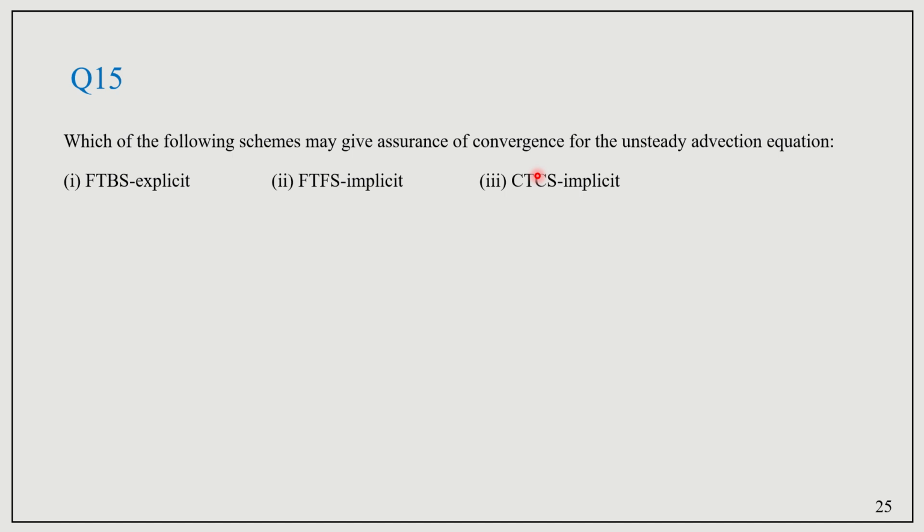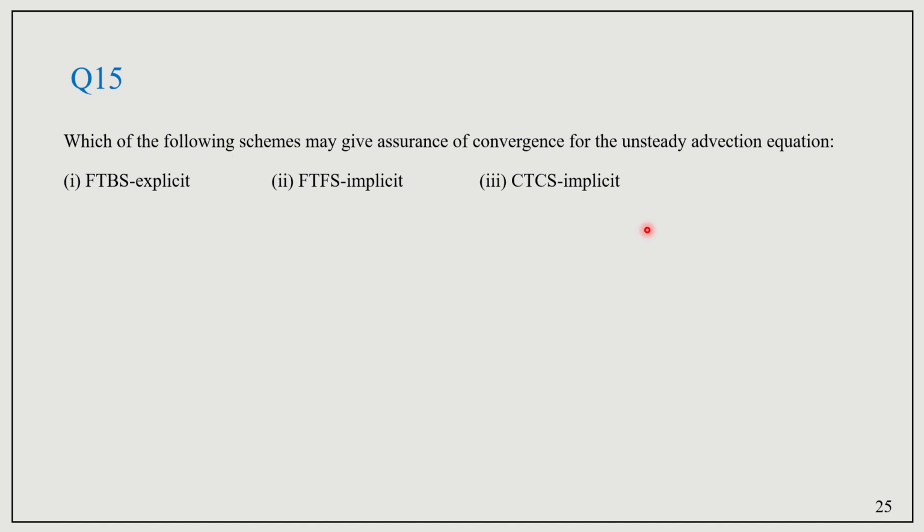These three schemes are consistent schemes, and so all three can give assurance for convergence. Since these schemes are stable and consistent, we can get convergence from these schemes. So 1, 2 and 3 are right.